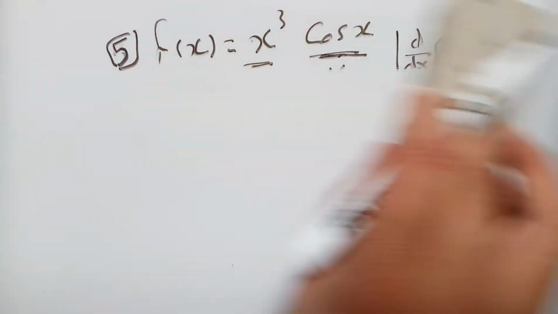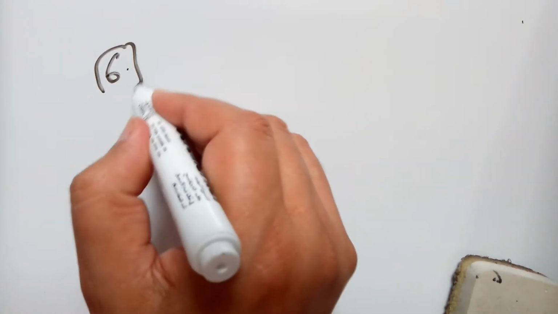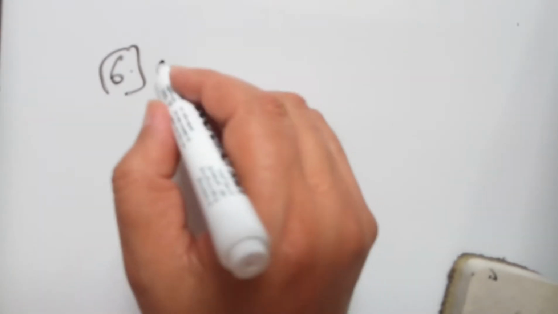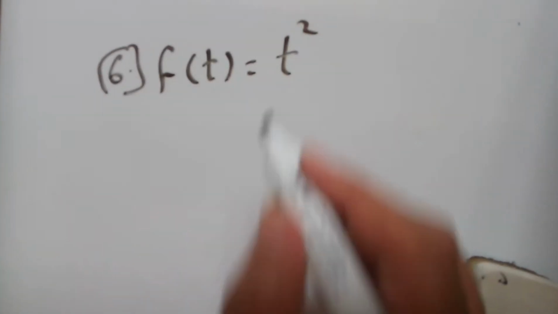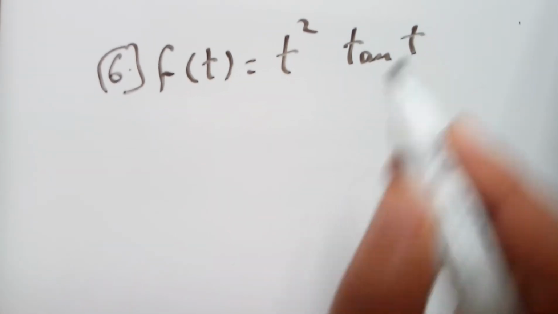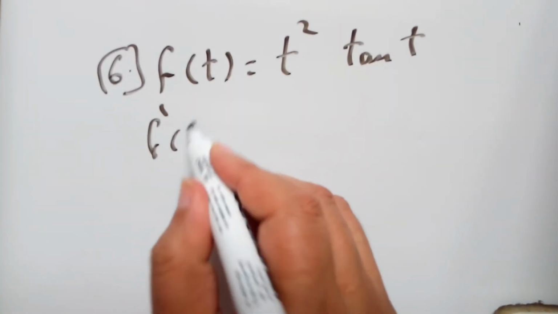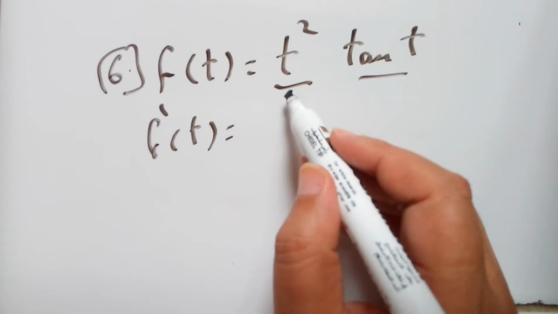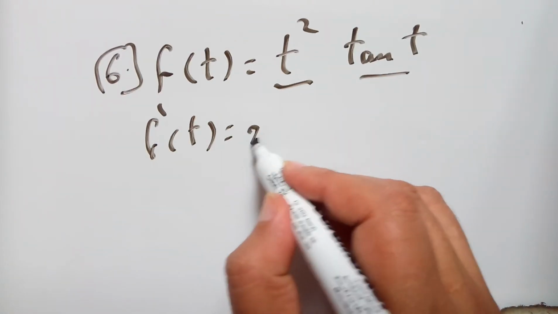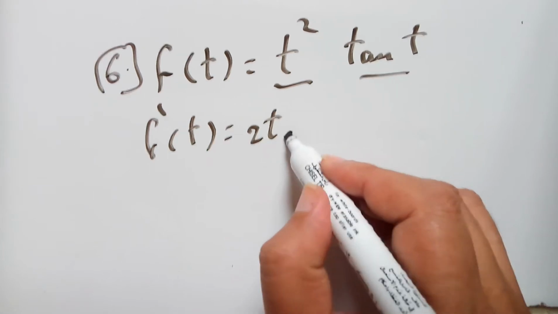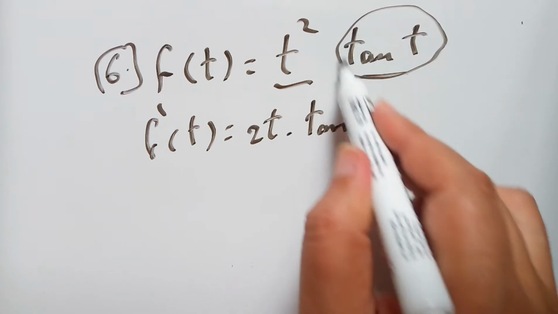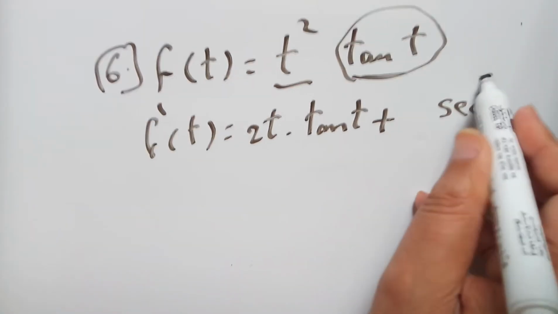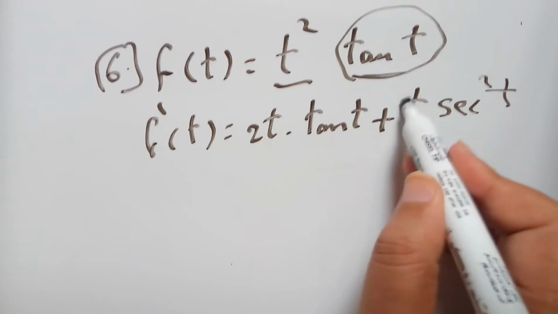Number 6. f of t is equal to t square tangent t. Then f prime of t is what? Product rule. The derivative for the first, it will be 2t multiplied by tangent t plus, what is the derivative for tangent? It will be secant square t multiplied by the first, it will be t square.